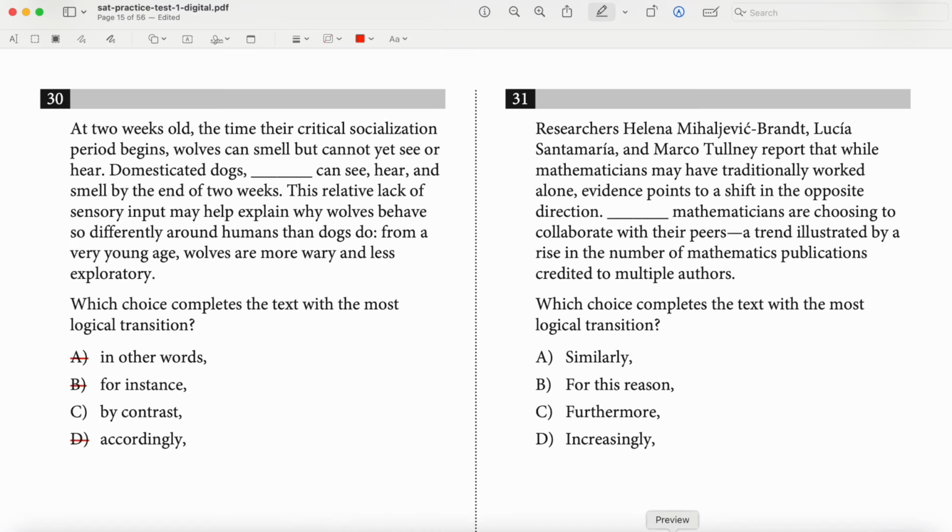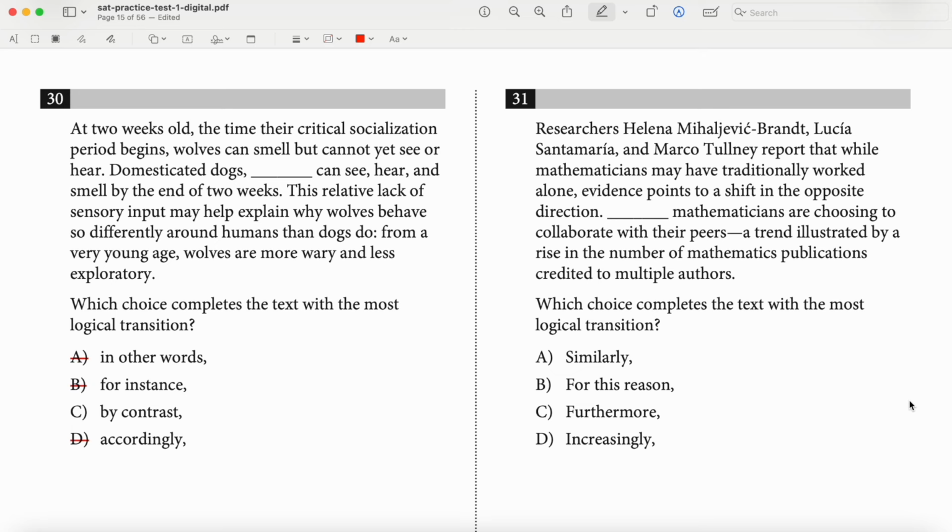The reason I point this out is that if you see two answer choices of the same relationship, if you see two similarity transition words, like you see here with A and C, you can probably get rid of them. Because if A works, C is probably going to work too, if it's a similarity relationship. Or if you saw two contrast transition words, you can probably get rid of them because they're not going to give you two right answers. Does that make sense?